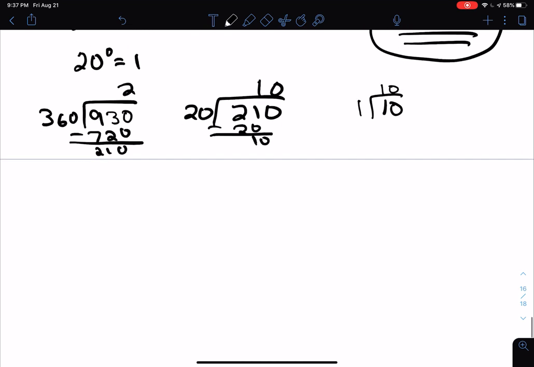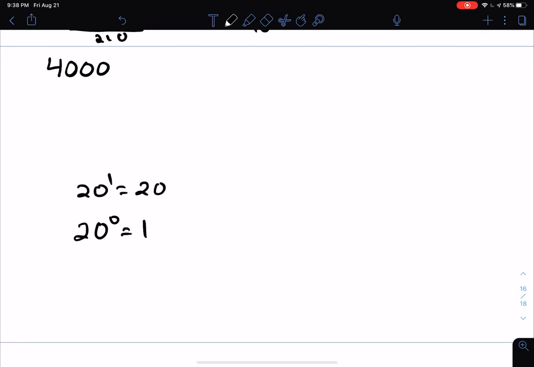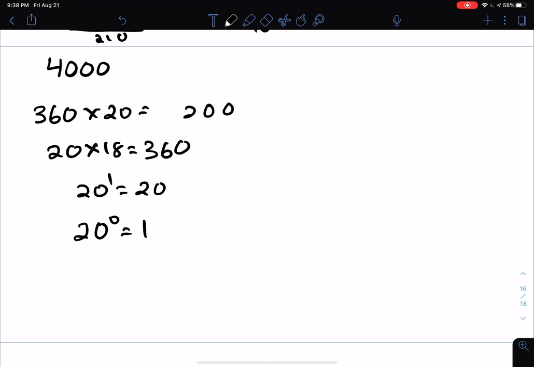All right, and then maybe we'll do one more of those. 4,000. Okay, so place values again. 20 to the 0 is 1. 20 to the first is 20. Then 20 times 18 is 360. Again, 360 times 20 is too big. That's 7,200. So don't want to do that.